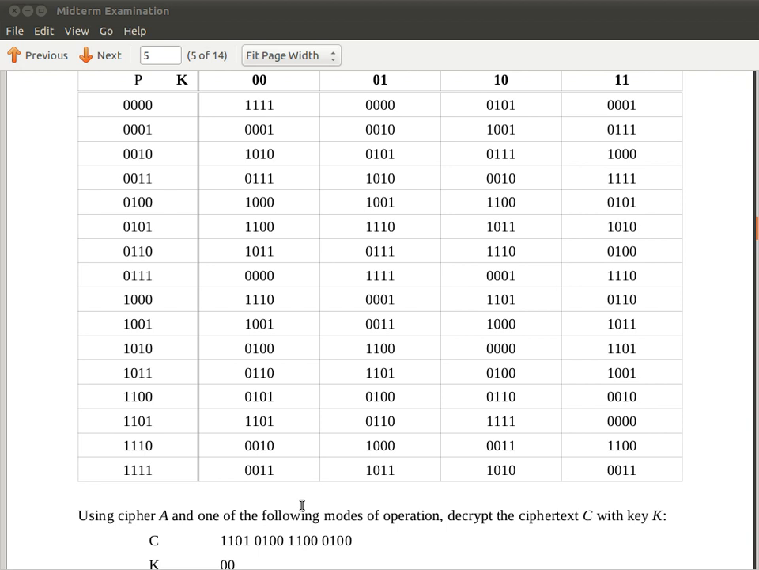Once you've done those three phases, try the counter mode. There's another one, output feedback mode. And then there's a fourth one, counter mode. So try counter. Now we have one. Yes, to save some time, there's only 6 bits in the plain text for CFB.